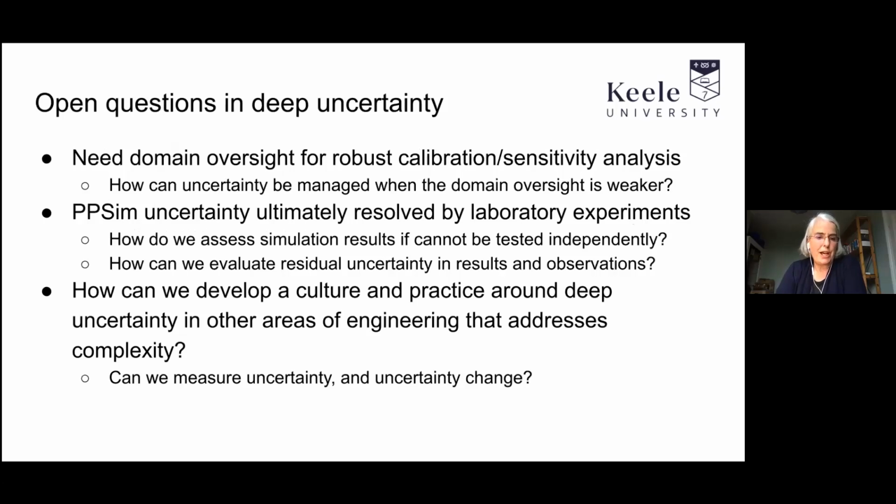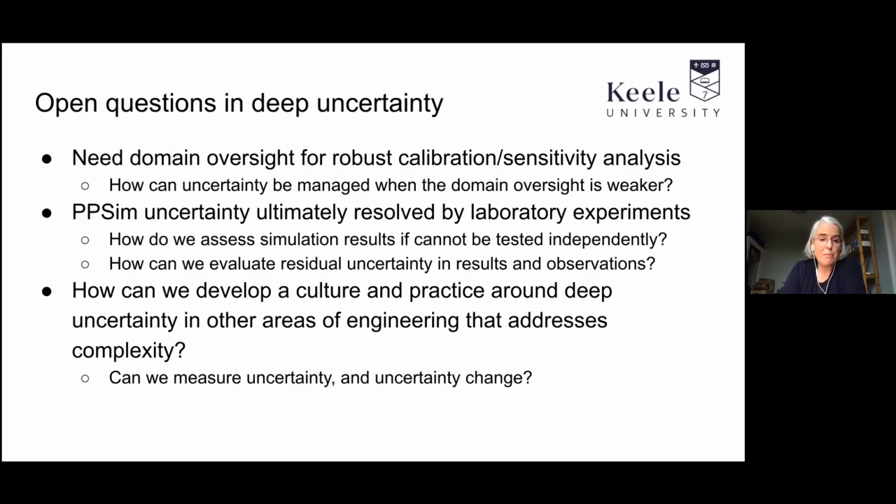Just a couple of slides now. Here are some open questions. There are many more. I'm sure you will have identified many more. You actually need domain oversight for robust calibration or sensitivity analysis, because we may get to a set of behaviours that are producing the right sort of data, but they may be, in our case, immunologically infeasible. So how do we do this when we don't have a good interdisciplinary collaboration with an informed domain expert? How would we do it if we were simulating a complex system that doesn't have a domain expert?